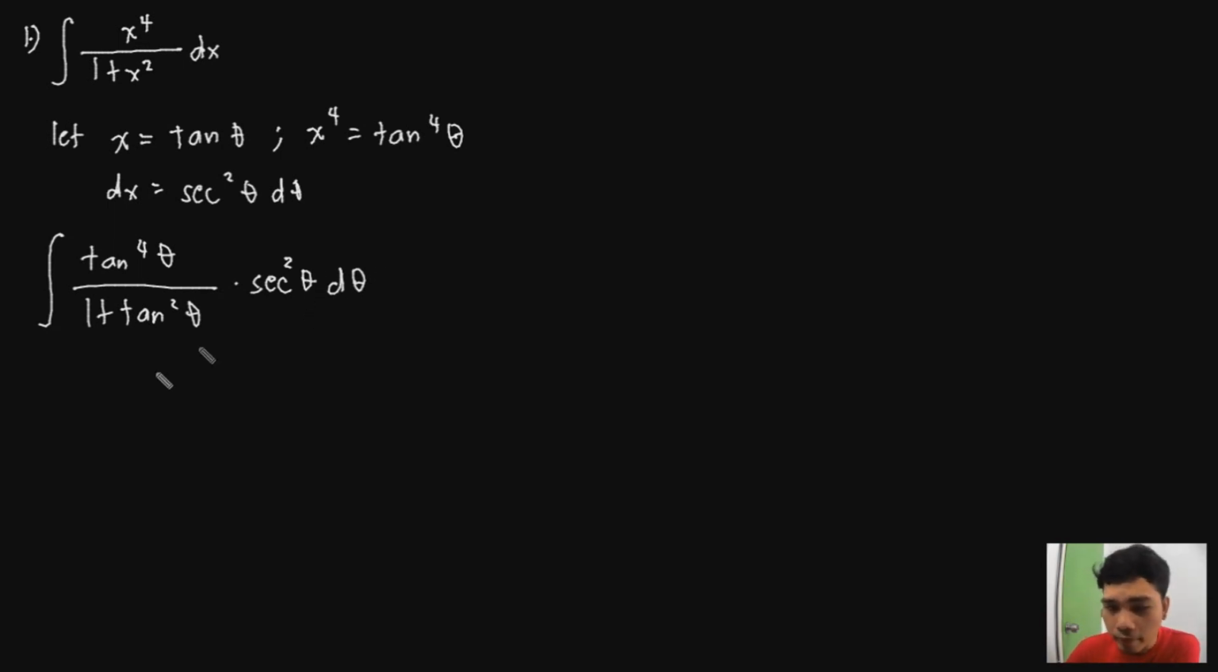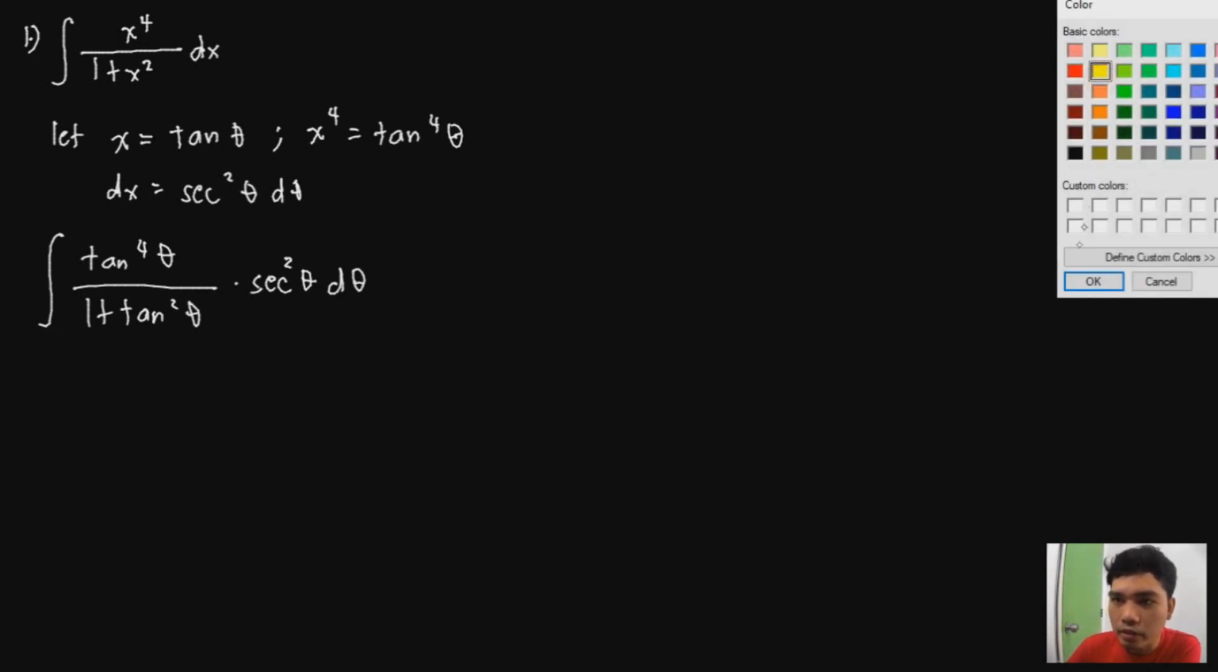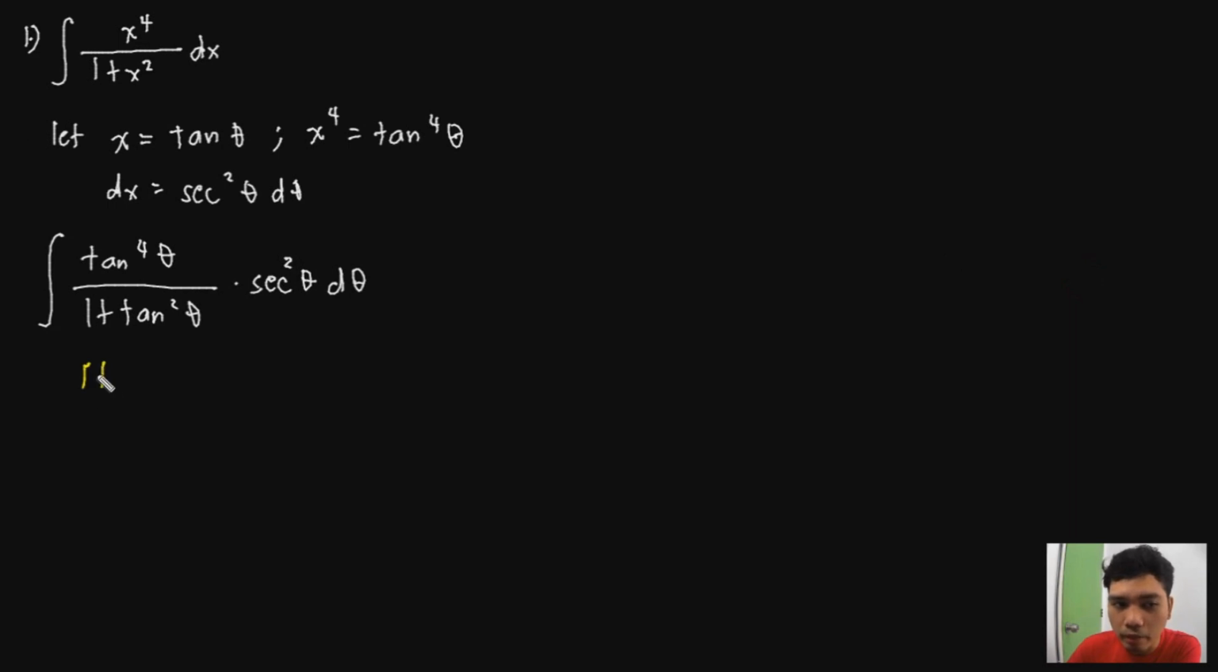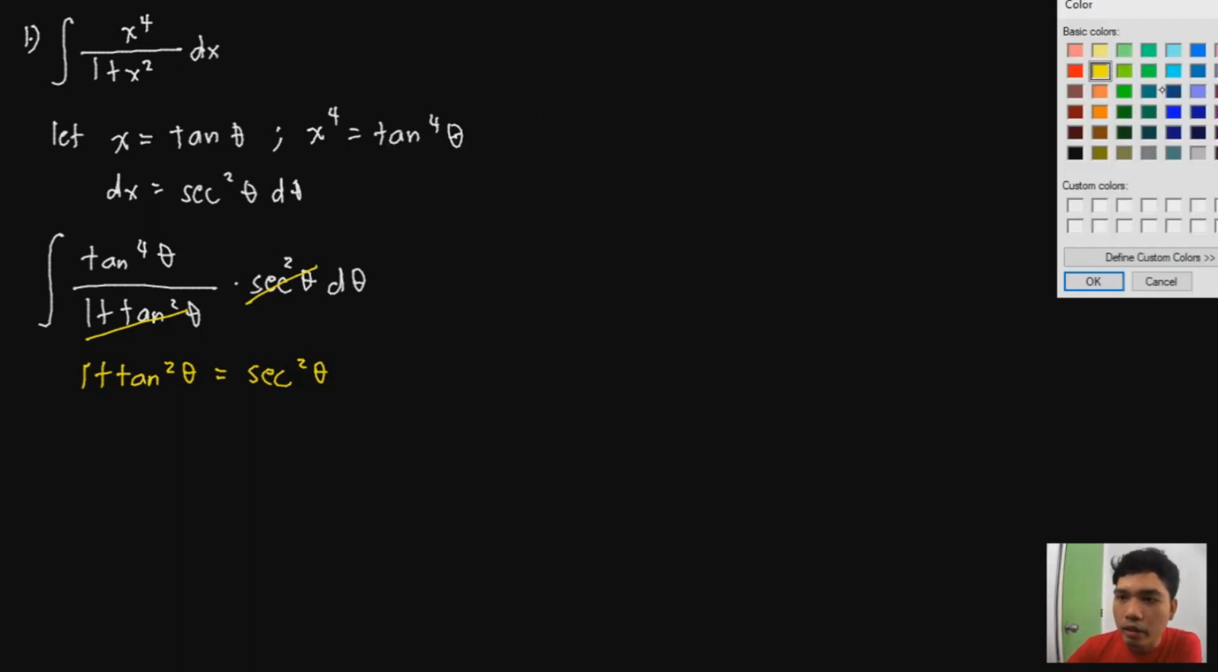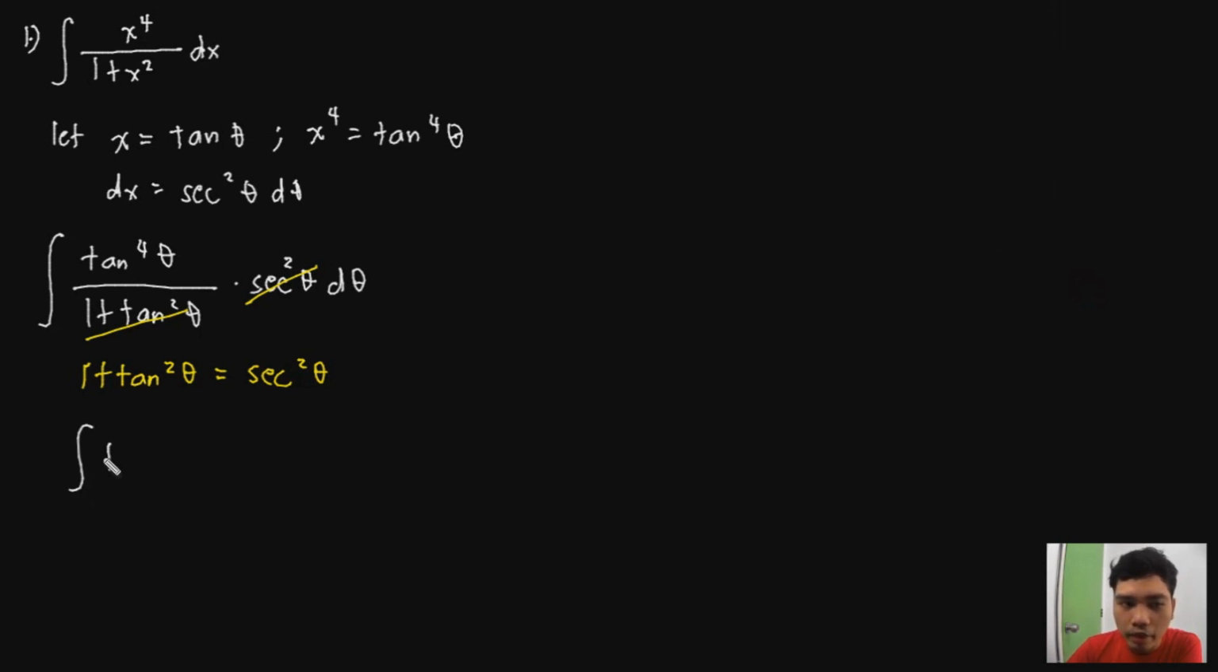And then, remember, sabi natin sa identity natin, pag 1 plus tangent squared theta, di ba alam natin na this is secant squared theta. Ito yung ating identity, di ba? So, from this, we could just simply cancel this out kasi they are of equal terms. They have the same identity. So, from that, we'll be left with this expression, which is very basic in this case, that is the integral of tangent to the fourth theta d theta.